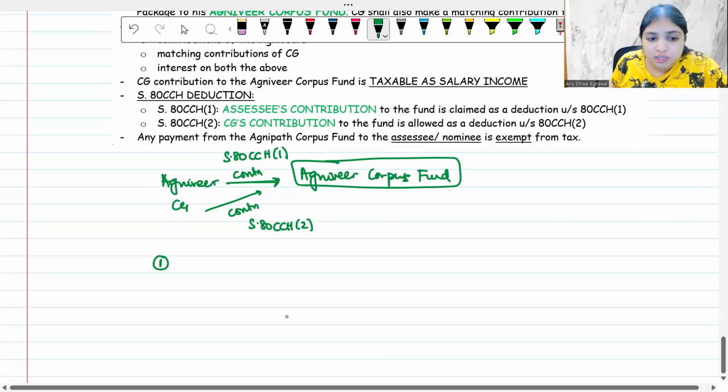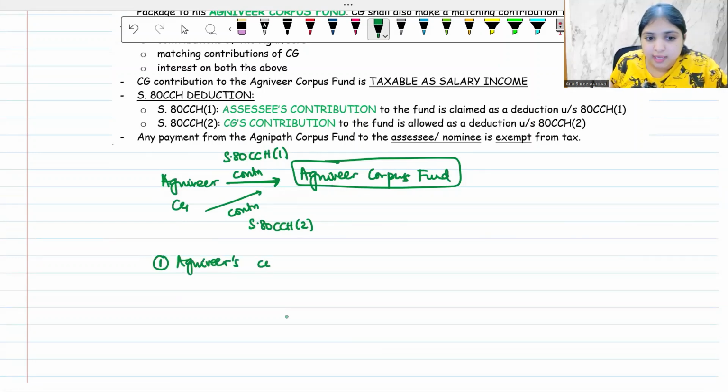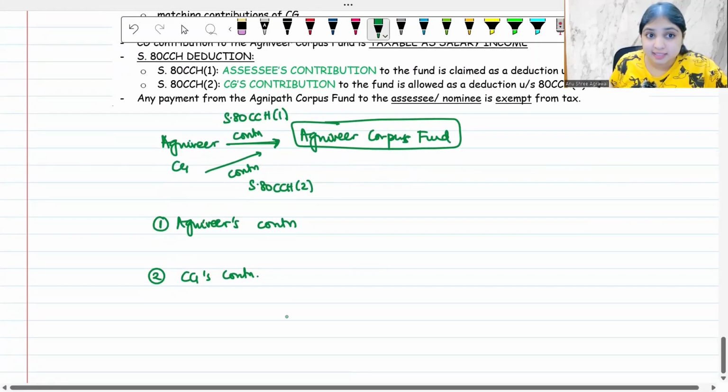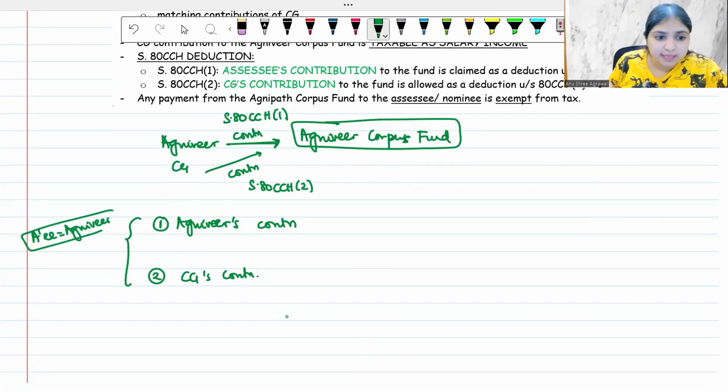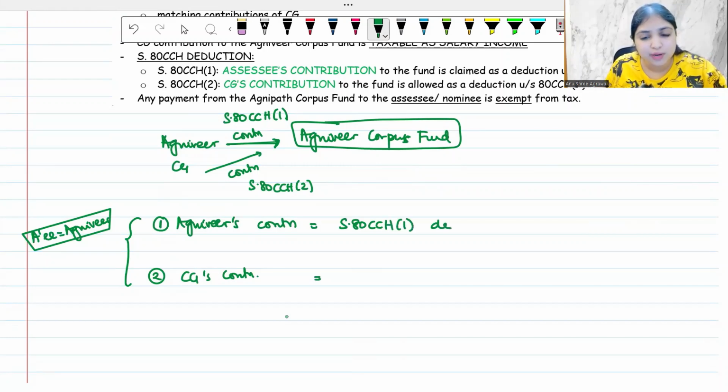So how many contributions do we have over here? We have two contributions, the Agniveer's contribution and the central government's contribution. See, in this discussion, who is my assessee? It is the Agniveer who is my assessee. So we have his own contribution and the central government's contribution. His own contribution he will get as a deduction under 80CCH1, guys.